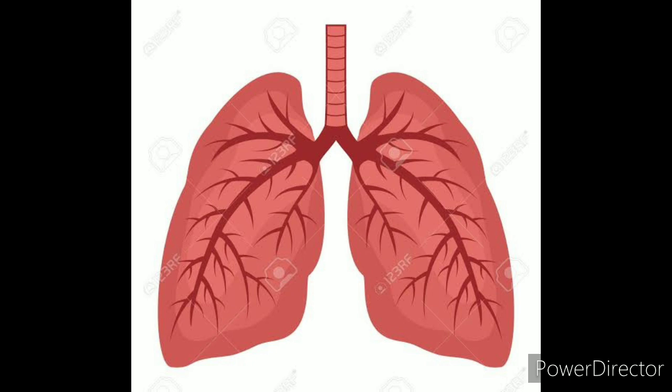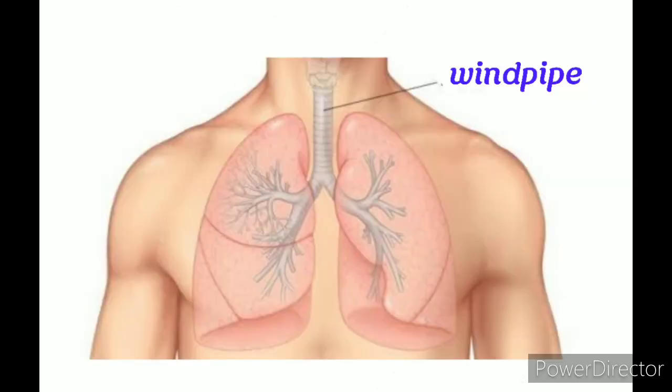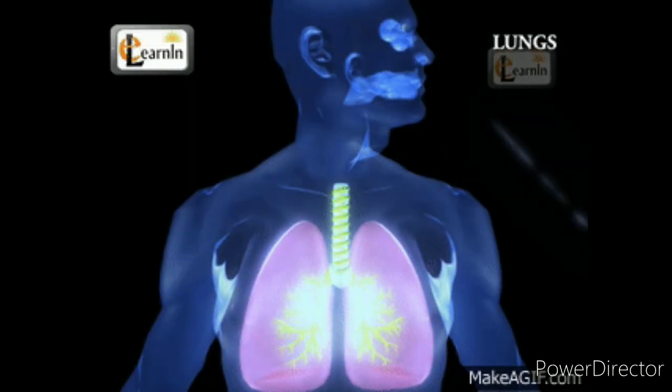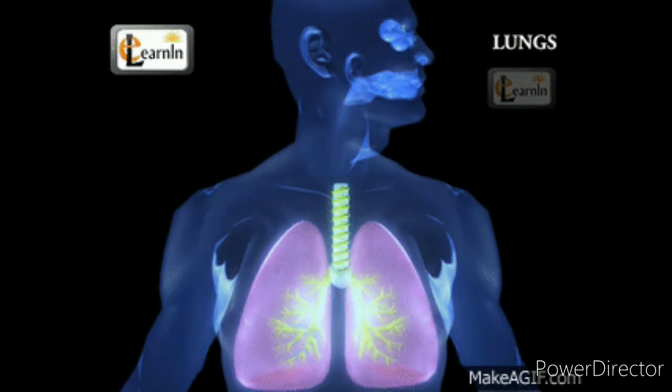The lung on the left is slightly smaller than the lung on the right because the heart is on the left side. The lungs are connected to the nose through a pipe-like internal organ which is called the windpipe. This windpipe separates into two branches which is called a bronchus. Our chest swells up when we breathe in. This is because when we breathe in air, our lungs expand.